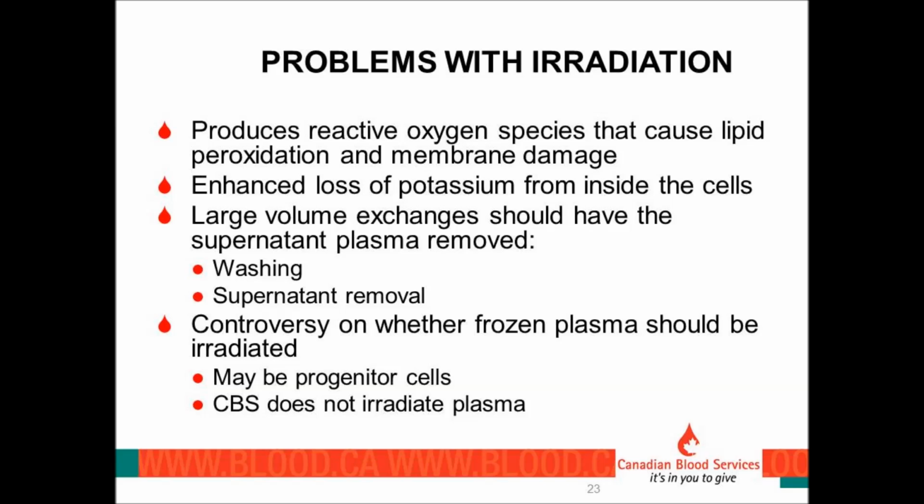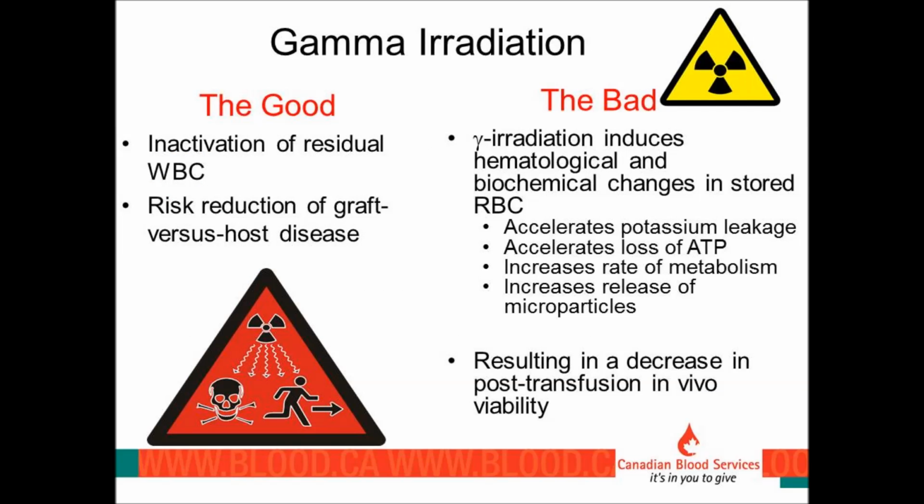There has been some controversy in the States. They're really worried about graft versus host disease, whether frozen plasma should be irradiated. And there may be a rare progenitor cell left in plasma, but we have not worried about irradiating plasma in Canada. So gamma irradiation, part of it is we inactivate the residual white blood cells, and it reduces the risk of graft versus host disease.